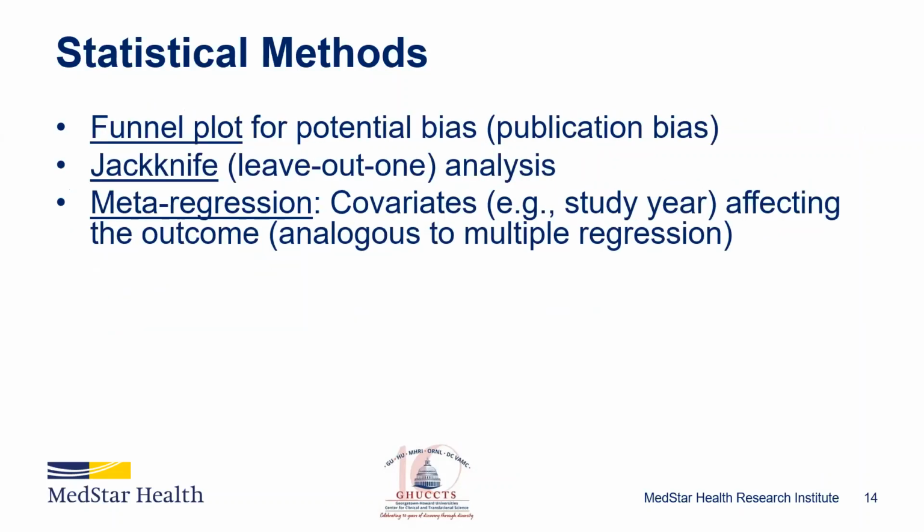Then what you'll commonly see is what's called funnel plots. This is a plot that gives us an indication of potential bias in the studies, what's commonly referred to as publication bias.